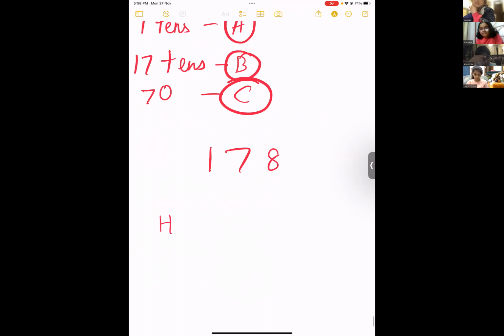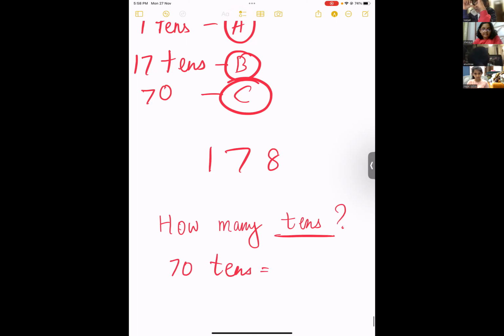So, 70 tens will not be possible. If I ask you how many tens and you give me the answer as 70 tens, can you tell me the value of 70 tens, children? 70 tens is actually equal to what number? Ma'am, it's 700. Idhika, is that you answering?